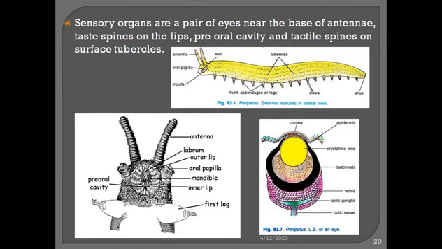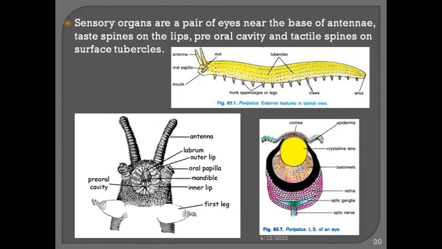The sensory organs of this peripatus are formed of a pair of antennae. We have discussed the antennae character previously, and eyes also we have discussed. You can look at the figure and identify the parts. And then the taste spines on the lips, you can find them inside the mouth, the labral region, and then the preoral cavity, and the most important, the tactile spines that are present on the surface tubercles.